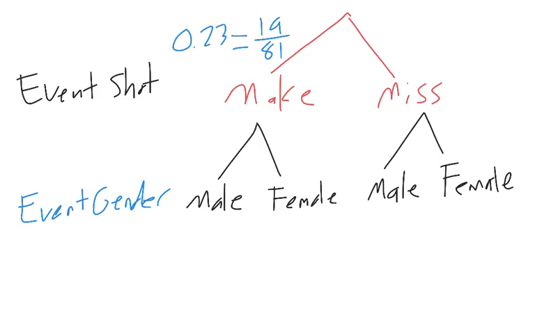Now what about here? What's the probability of missing? Well, that would be 62 over 81. That's 0.76, or 0.77. It would have to be 0.77, because these represent all the possibilities for event shot. So what do these percentages have to add to be? 100%. That's one. That's all the different possibilities for event shot. Questions on where any of that came from?